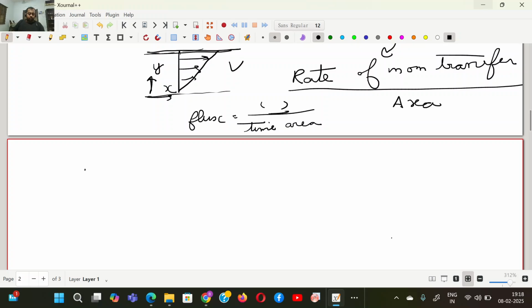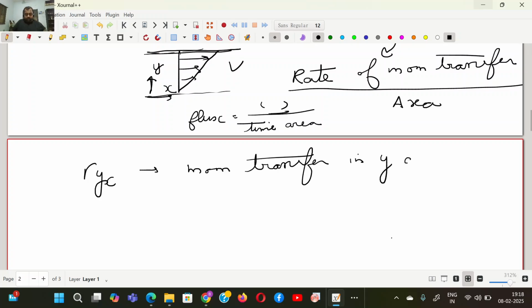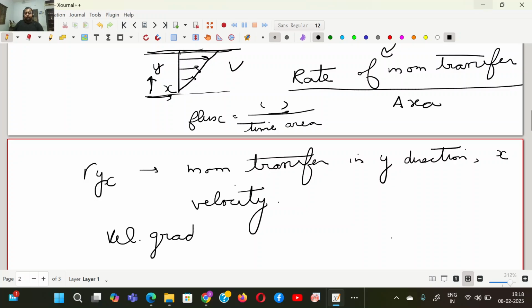So what does the yx here represent? It represents that momentum transfer is in the y direction, and the velocity, which drives the stress, is in the x direction. Momentum transfer in y direction and x is the velocity direction. So basically just note that the velocity gradient and momentum transfer are in the same direction.